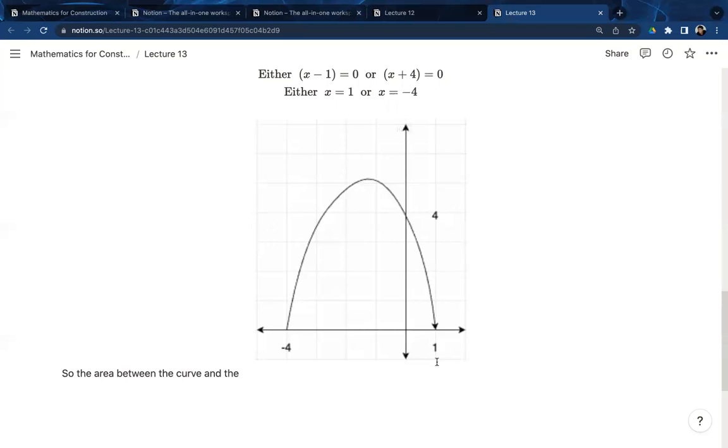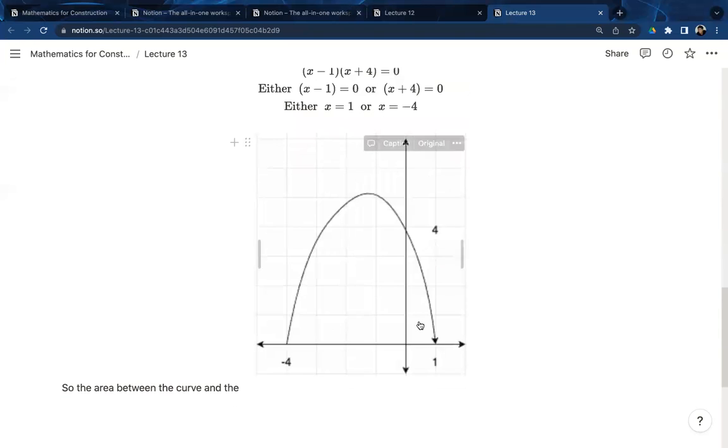So is this area on the right, the smaller area between the curve and the axis? There's a bigger area between the curve and the axis here. They want the smaller area, okay? The difference doesn't matter, it's equally difficult to find both because you have to integrate between two limits.